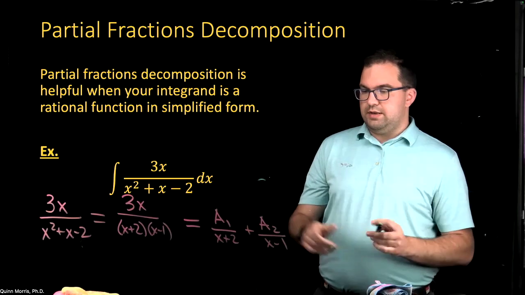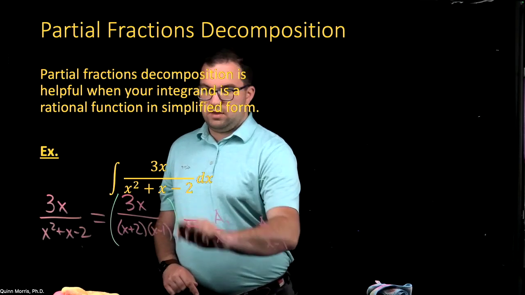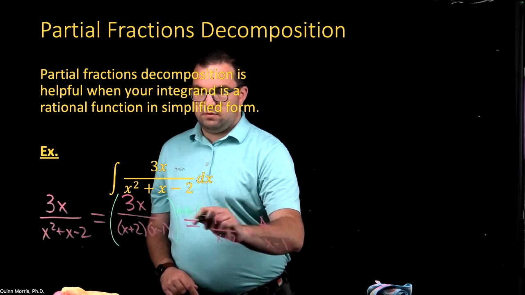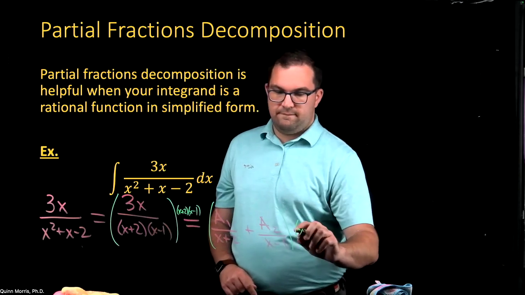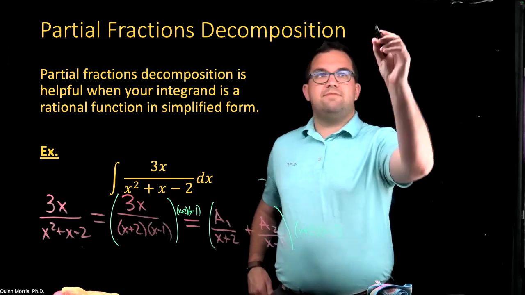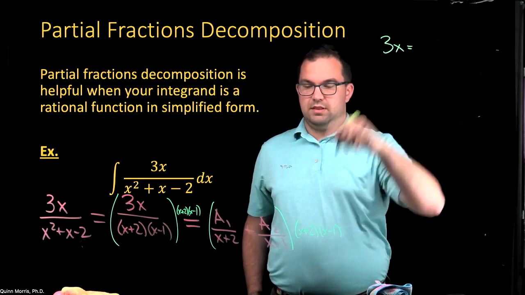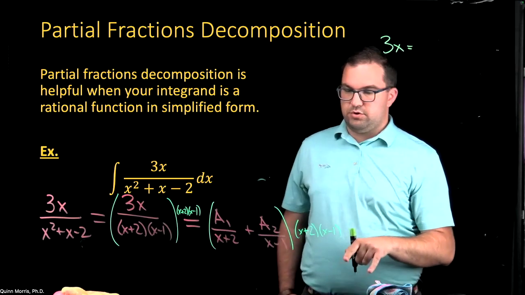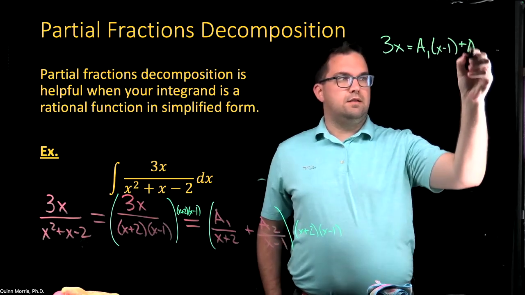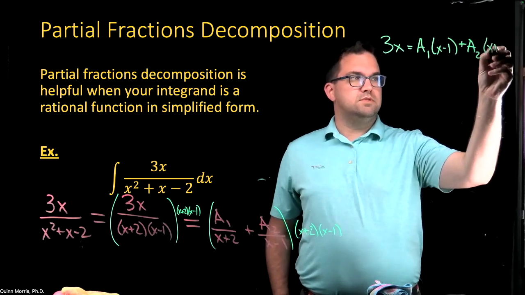Now, in order to find a1 and a2, I'm first going to multiply both sides by my denominator here, x plus 2 times x minus 1. So on the left-hand side, I will be left with 3x. On the right-hand side, multiplying into this first term, I'll be left with an a1 times x minus 1. And then multiplying into this term, I'll be left with an a2 times x plus 2.